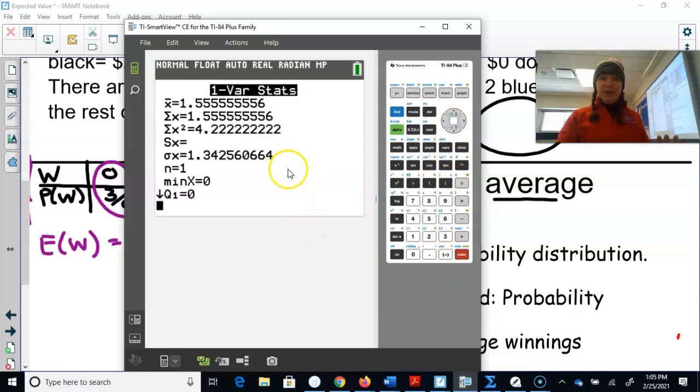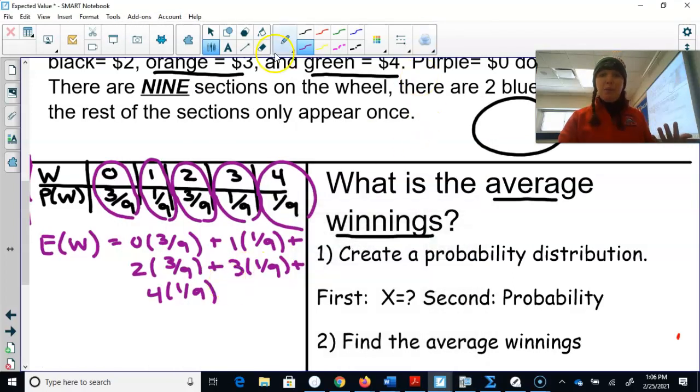And we see this screen here. This X bar, you guys, this is our mean of the distribution. It is our expected value, 1.55. So I am going to round that to 1.56.